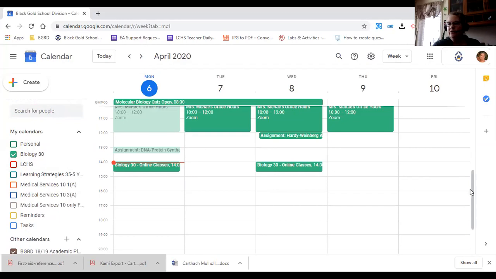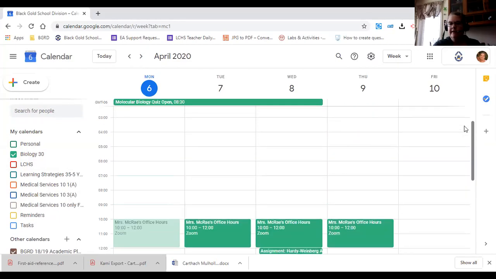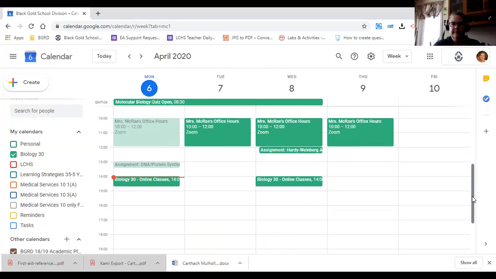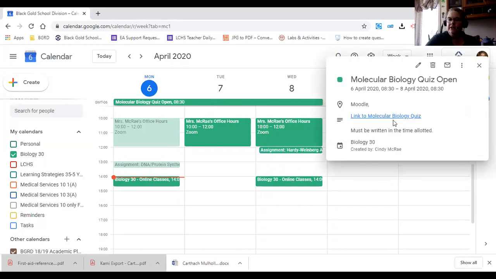And then what that'll show you is all of these wonderful little events that are going on with Biology 30. So there's all the events that are happening. If you click on a certain event, for example, the biology quiz, my molecular biology quiz is open. If I click on that, there's the link to it on Moodle. I can click on that link. It'll still ask you for your username and password, so you'd enter those that you do normally for Moodle, and it'll take you right there.